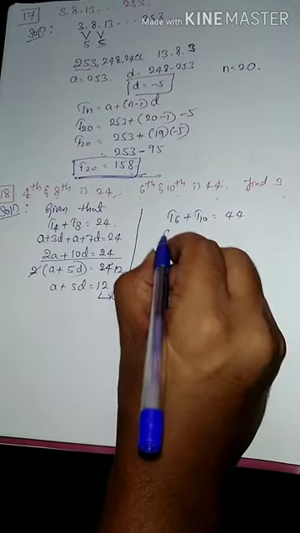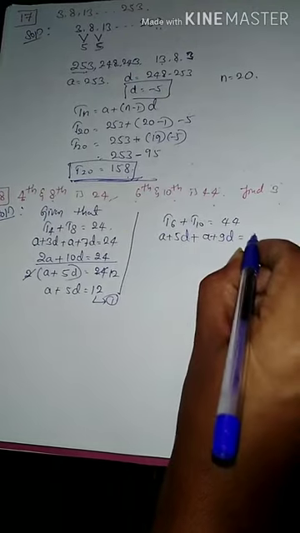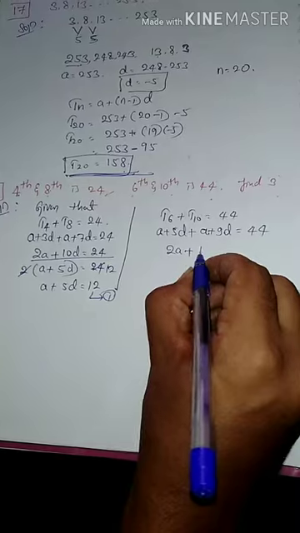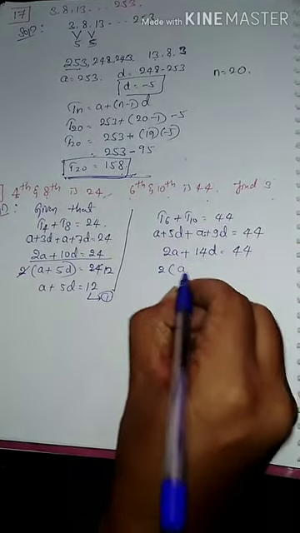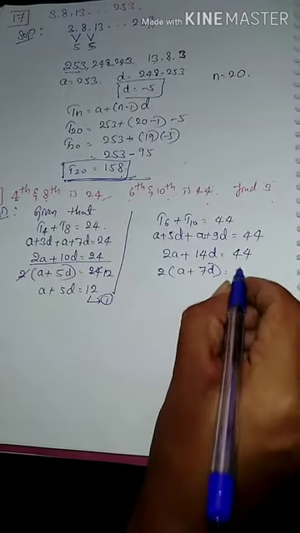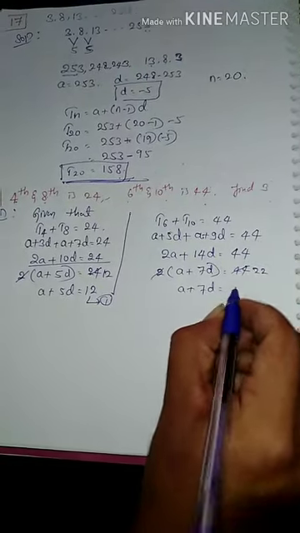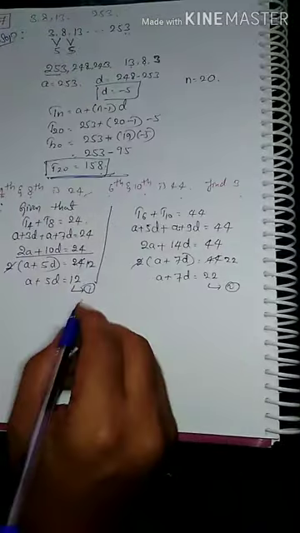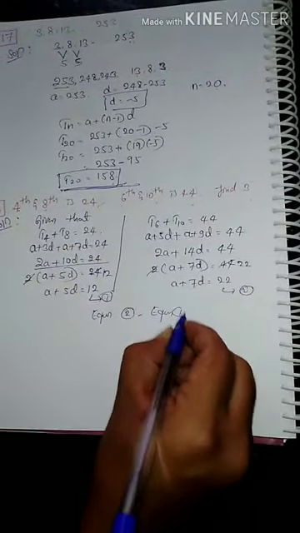The next, T6 is nothing but A plus 5D, plus T10 is nothing but A plus 9D, is equal to 44. A plus A is 2A, 9D plus 5D is 14D, is equal to 44. 2 is common, take it outside: 2 into A plus 7D is equal to 44. 2 1s are 2, 22 2s are 44. Therefore A plus 7D is equal to 22, called equation number 2. Now we have to eliminate any one value, either A or D.